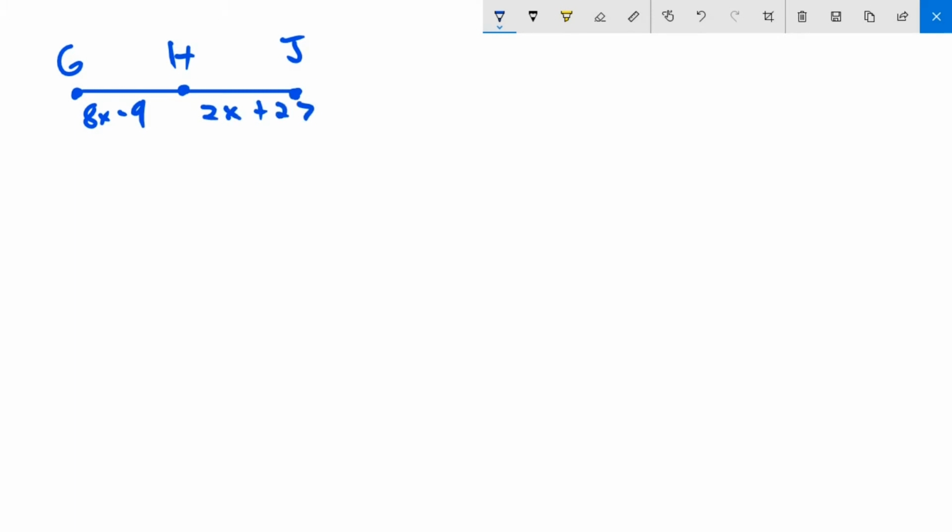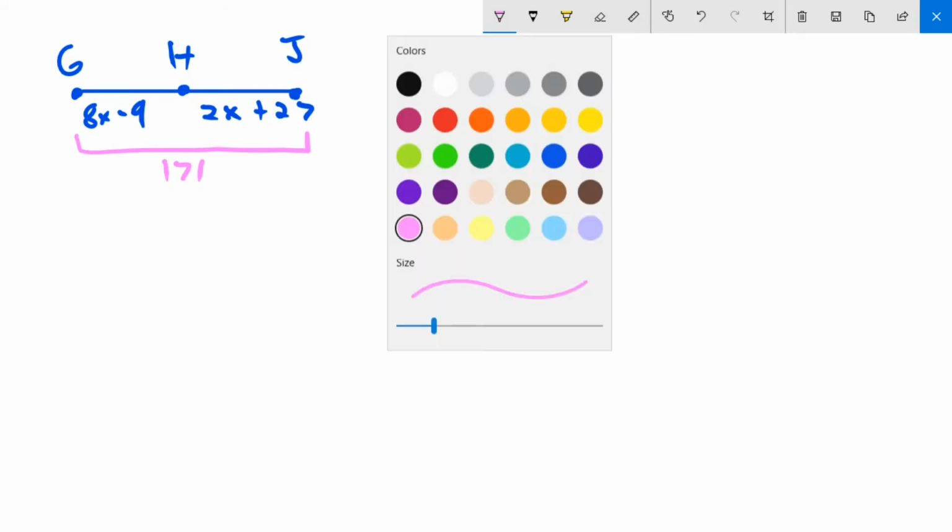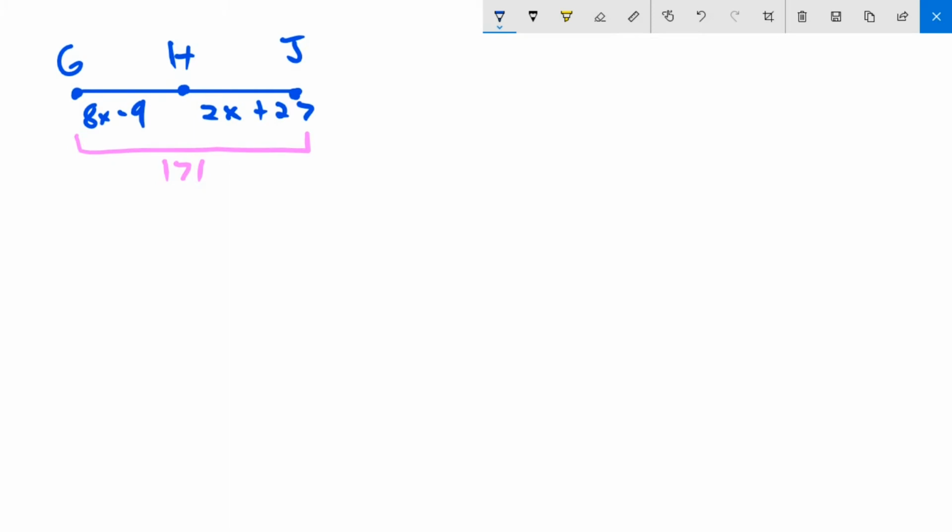Tricked ya. And then it tells you that GJ, we're going to use this color, GJ, the total, would be 171. And now it's saying find the value of x. Well, we've done that a few times with just segment addition, but look at this. Is H the midpoint of the segment? Is H the midpoint? Yes or no?